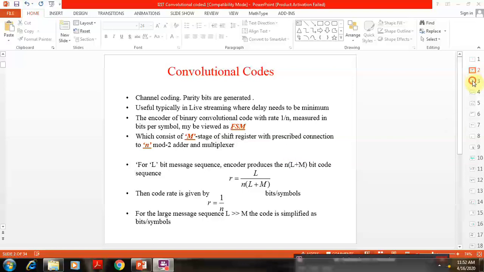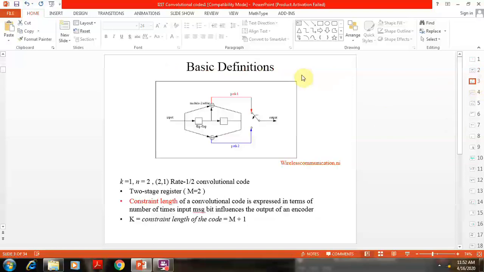Now there comes another basic definition of convolutional encoder, which is the constraint length. To define the constraint length, let's see the very basic convolutional encoder, which is covered in most of the textbooks related to information theory and coding. So how many shift registers do we have?